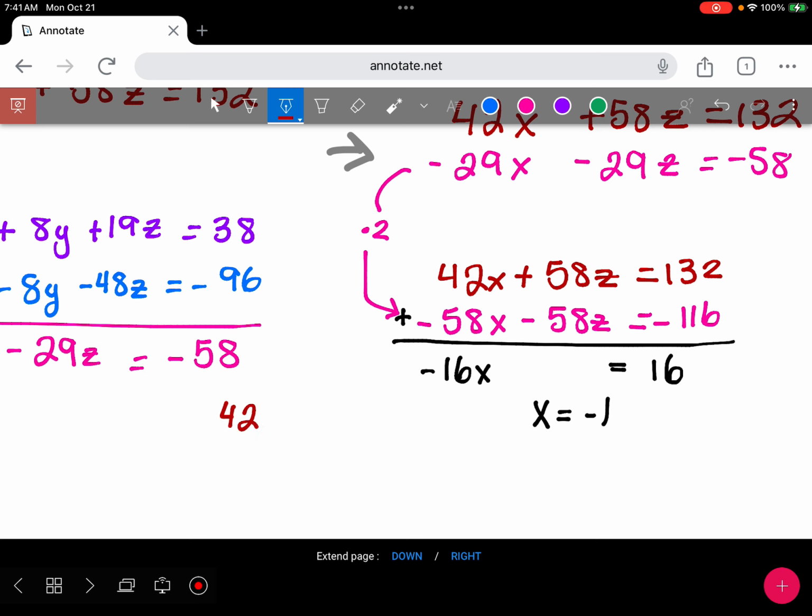So I'm going to take my 42 times the negative 1, taking my 42x plus 58z equals 132. So I have negative 42 plus 58z. So if I add 42 to both sides, I'm going to have 58z equals 174. Z is 3.